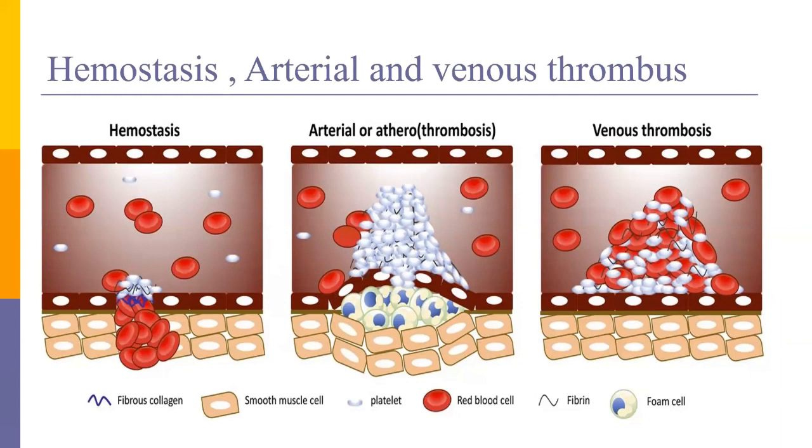Fibrin and the red blood cells, mostly occurring due to venous stasis or vascular injury after surgery or trauma. So the first one shows us the normal way. The middle one is showing us the arterial thrombosis, and the third one is showing us the venous thrombosis. So I think you've seen how it is. Next on the slide.